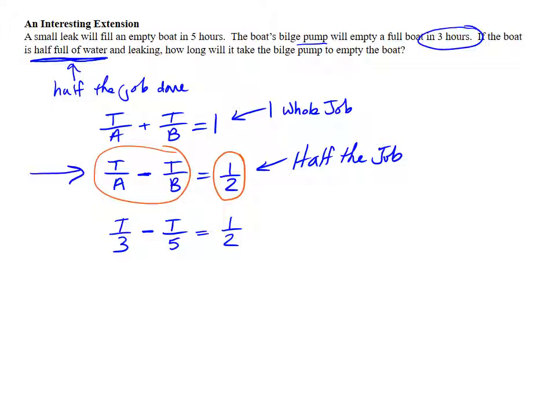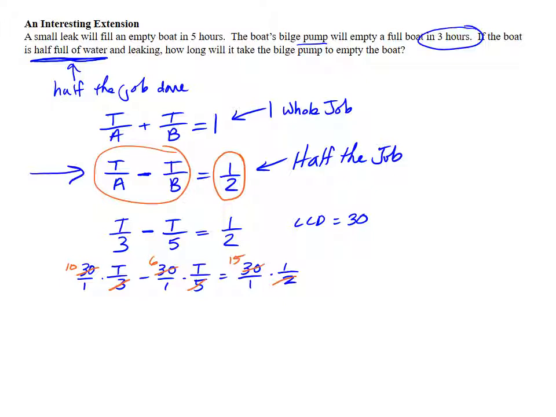To solve this, we're going to get a common denominator. The number that all three of these numbers go into, 3, 5, and 2, the smallest number would be 30. So the LCD is 30. And we're going to multiply every term by 30 over 1. All right, clear or cancel the denominators. 3 goes into 30 10 times, 5 goes into 30 6 times, 2 goes into 30 15 times.